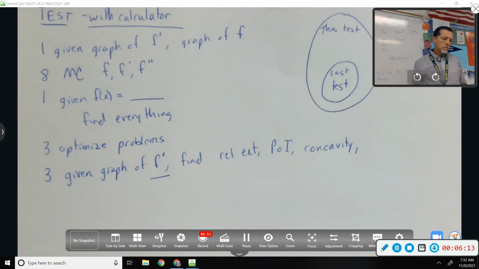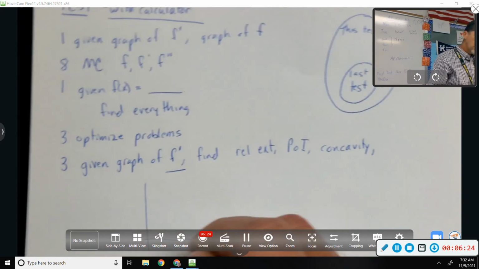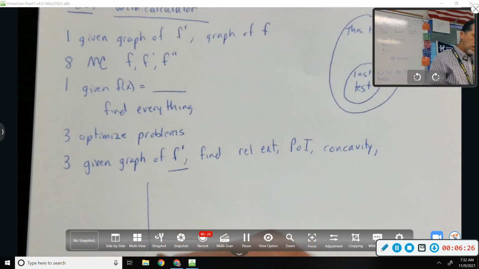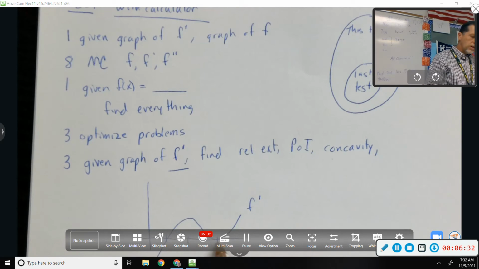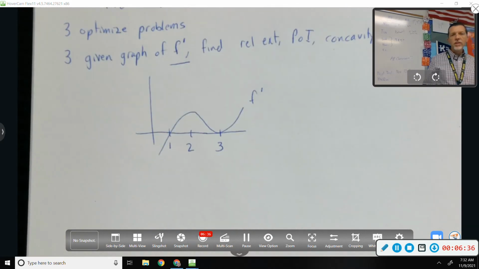When you say it's the mean, would you say that there's like one graph and then 3 questions? Yeah, it's very similar to that last part of that last test. I don't know if you remember it or not, where we give you one graph of f prime. And then we can ask, where is there a max? Where is there a min? Where is there a point of inflection? All that stuff.